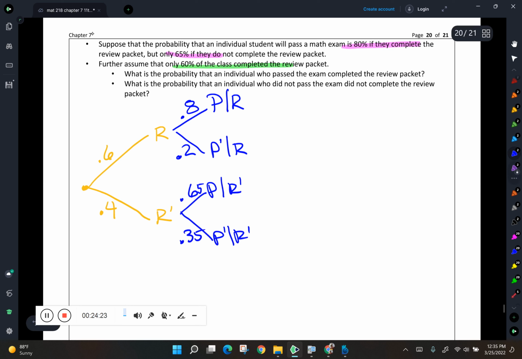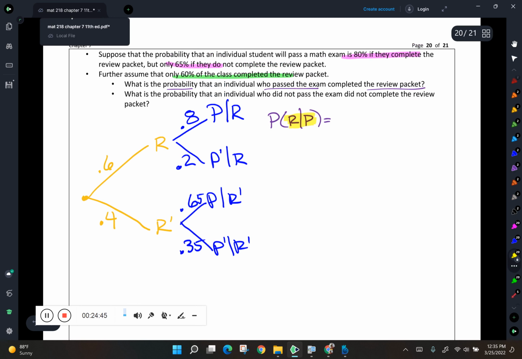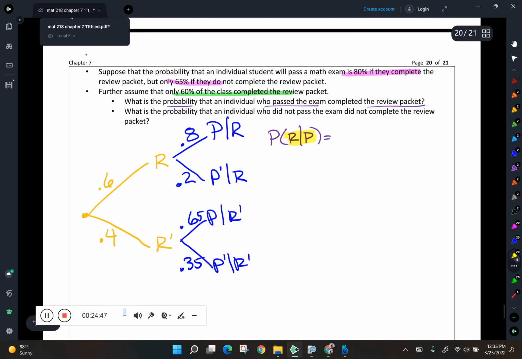Okay. The first probability they want me to calculate here is what is the probability that the individual who passed the exam completed the review packet. So what's the probability that you completed the review packet if we know that you passed the exam? So right there I know it's Bayes' theorem because they're asking me to find the inverse of a probability that has been given in the problem. They want me to find the inverse of that one right there.